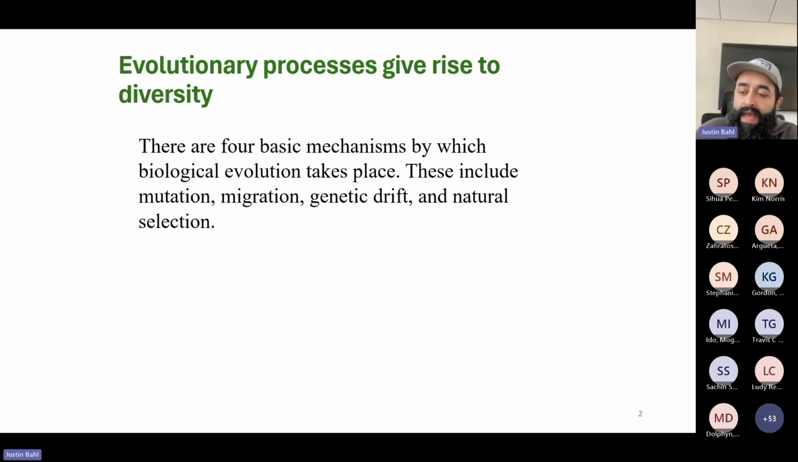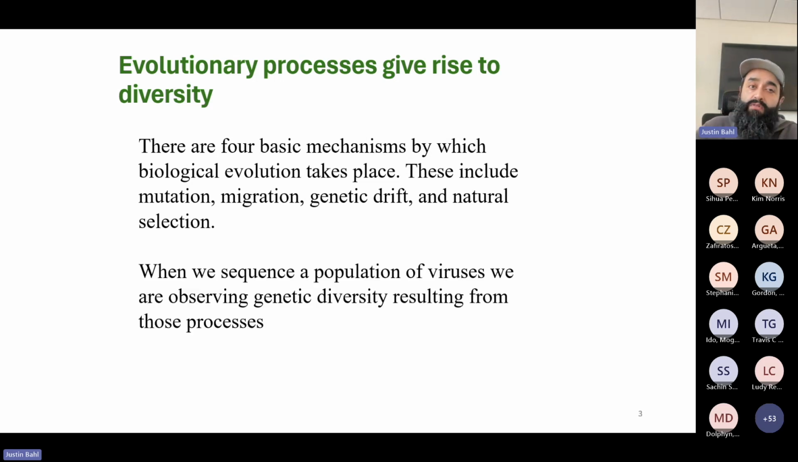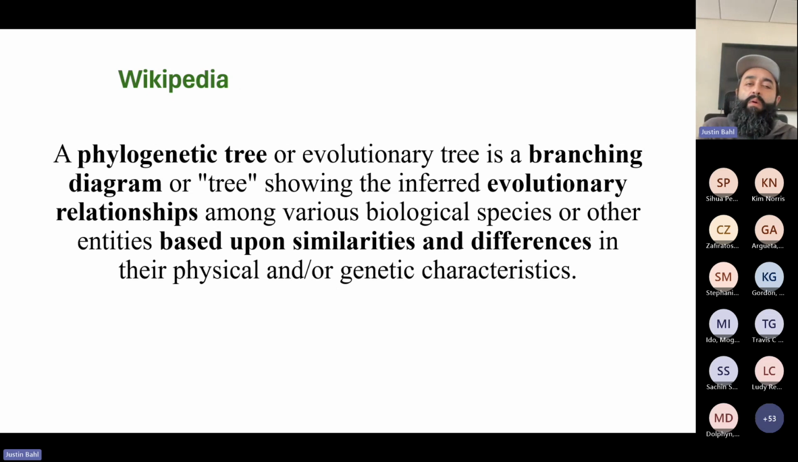We often analyze genetic data by building phylogenetic trees. And when we do sequence that population of viruses, the genetic diversity is a result of those evolutionary processes. So when we build phylogenetic trees, this is the definition that's in Wikipedia. Wikipedia says a phylogenetic tree or an evolutionary tree is a branching diagram of evolutionary relationships based upon similarities and differences. This is an unsatisfying definition as a scientist.